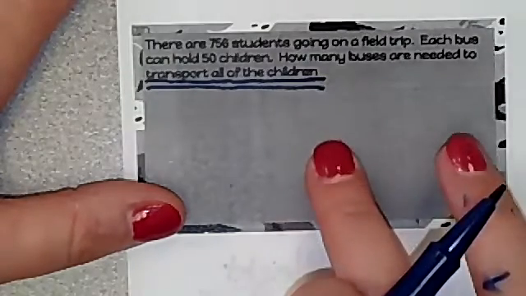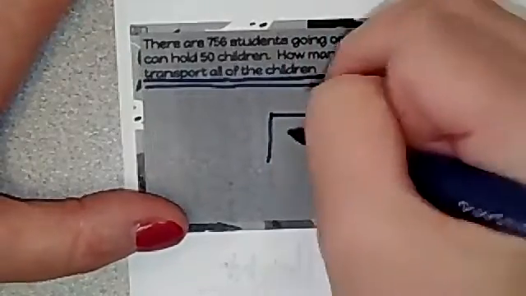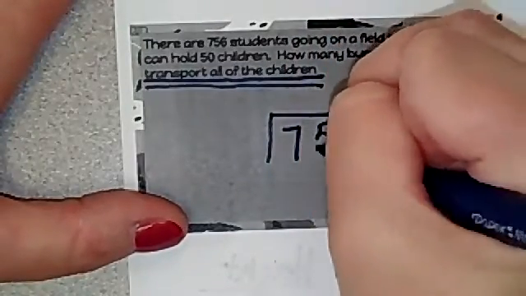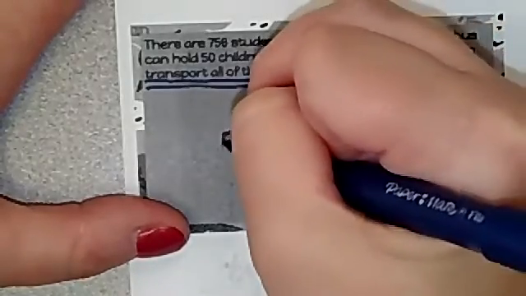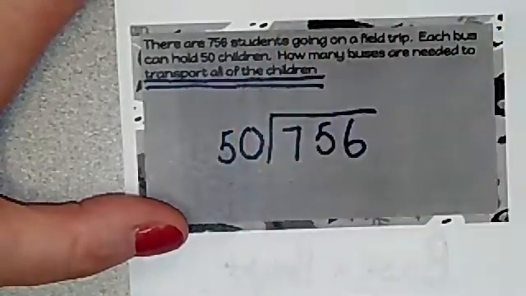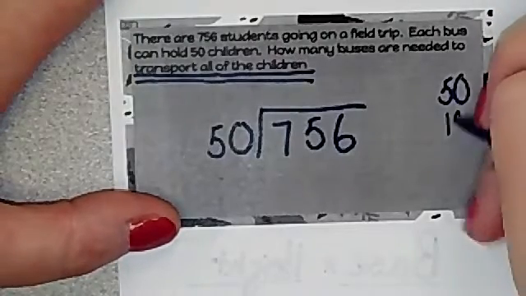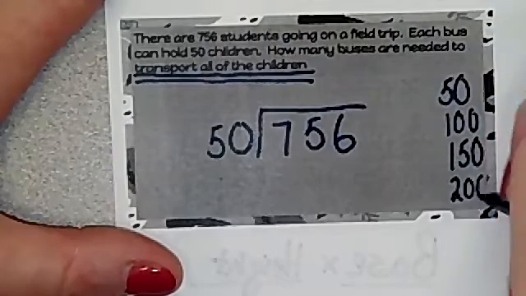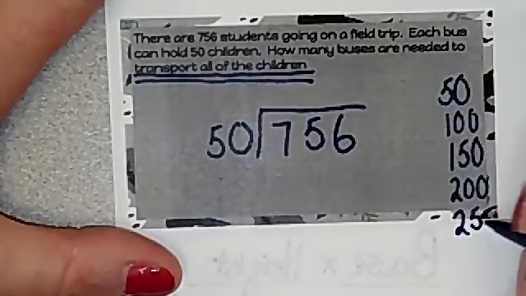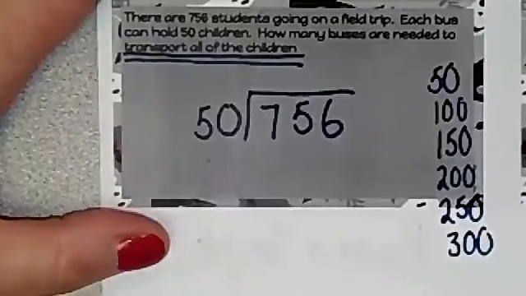I got to divide it, right? All right, here we go. So let's do it. Make your bracket. There's 756 kids, and we're dividing it into 50 on each bus. So make your list of multiples. 50, 100, this is easy. 150, 200, 250, 300. Okay, that's it. We don't need to keep going. For goodness sakes, that's easy.